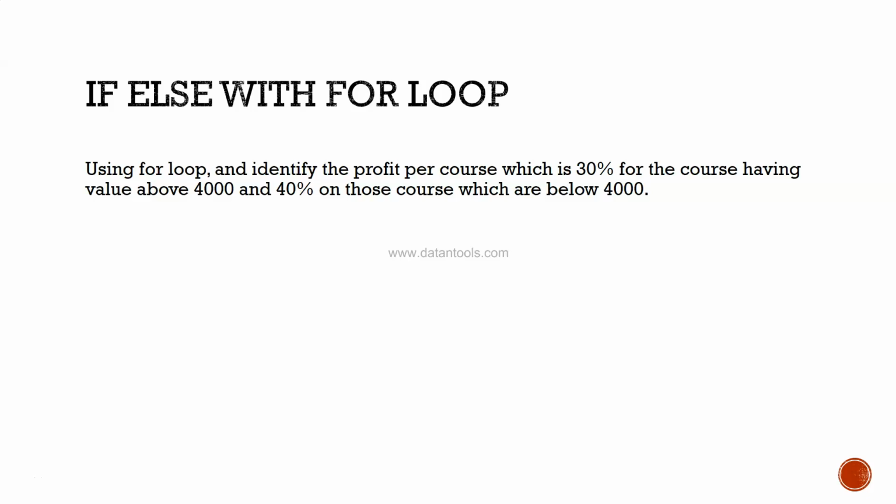Okay, quiz time. Using if-else with for loop. Using for loop, you need to identify the profit per course, which is 30%, only for those courses having value above 4,000, and the 40% profit on those courses which are below 4,000. After that, you print the value of profit for each of the course that you are having in your dictionary. So if you find any difficulty in doing that, then just watch the video again. But even after that, if there is any difficulty, then just let me know and I'll respond to you. With that, I'll meet you in the next topic.